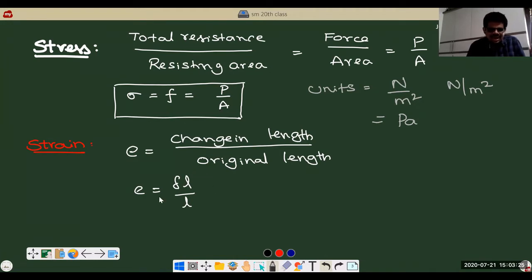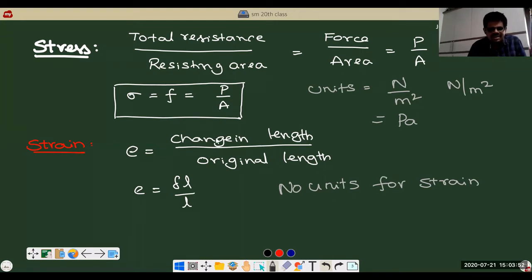Similarly, coming on to the strain, since it is the ratio of two lengths, there are no units. Both the lengths will cancel each other. It is not a constant, but there are no units. There are no units for strain. You have to remember this. So this is the brief introduction of the previous sessions.